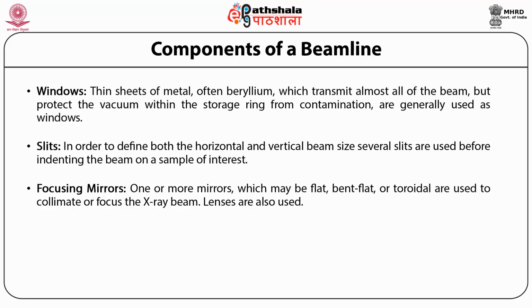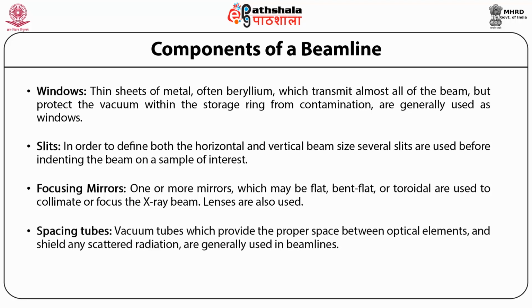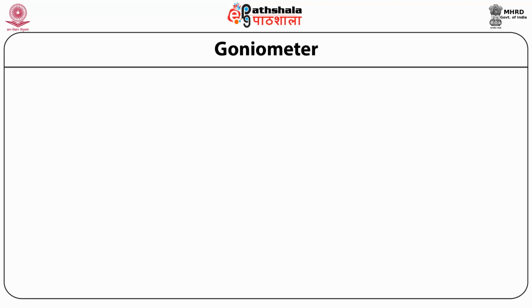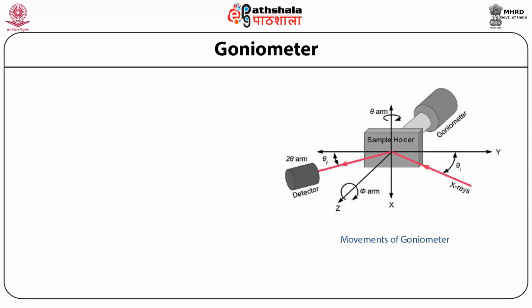Fifth component is the spacing tubes. Vacuum tubes which provide the proper space between optical elements and shield any scattered radiation are generally used in beamlines. Now students, let us see a basic goniometer which is used for the X-ray scattering measurements.